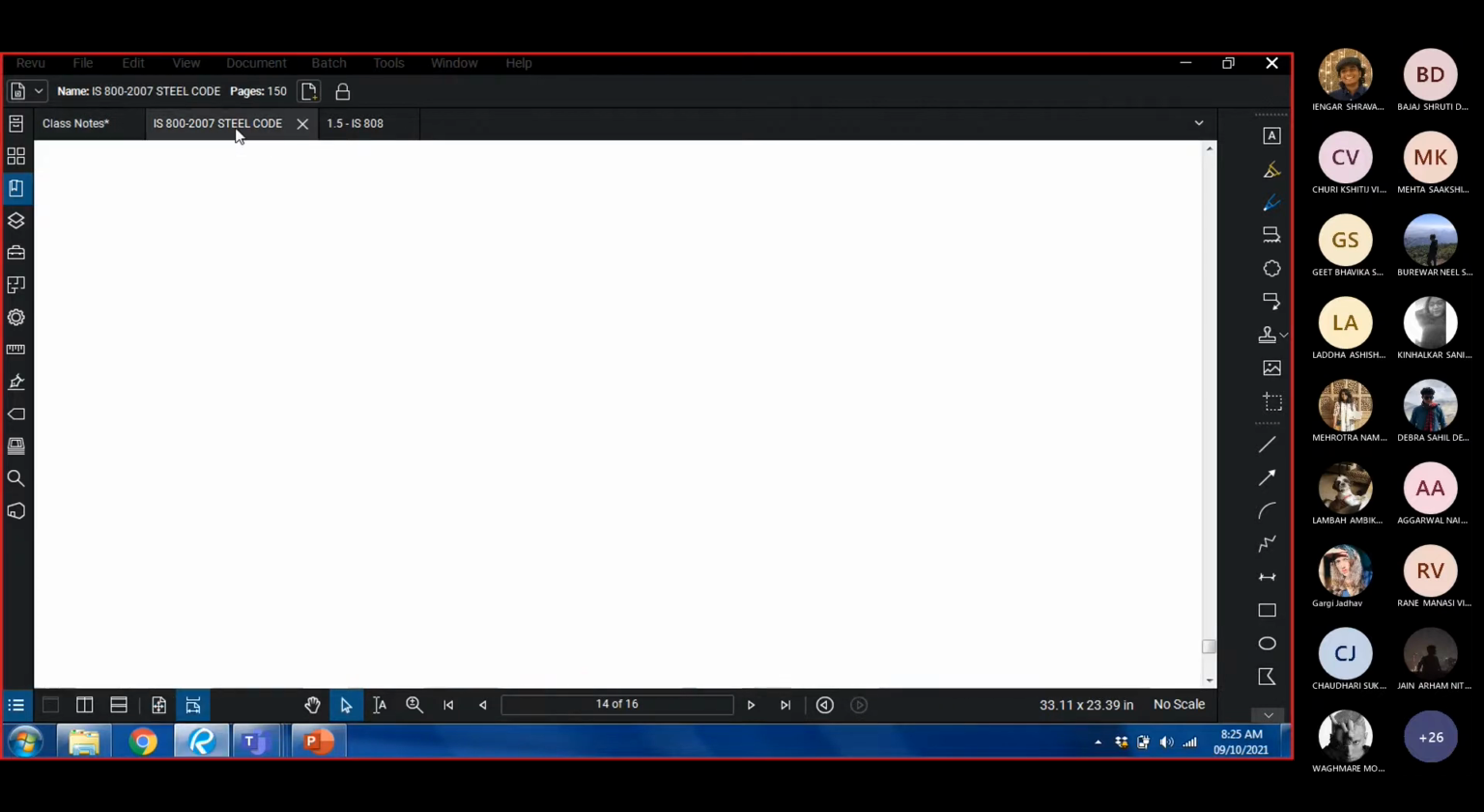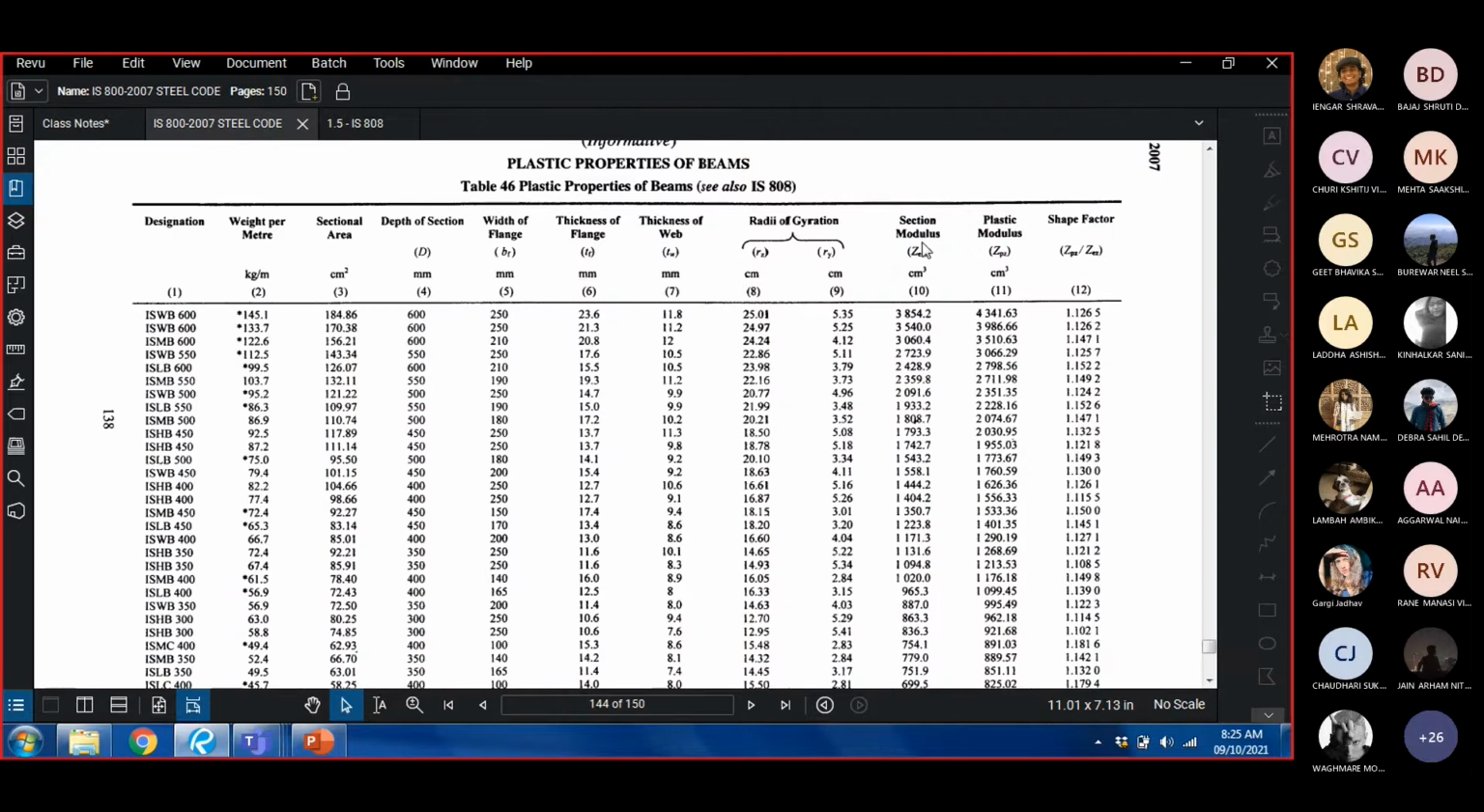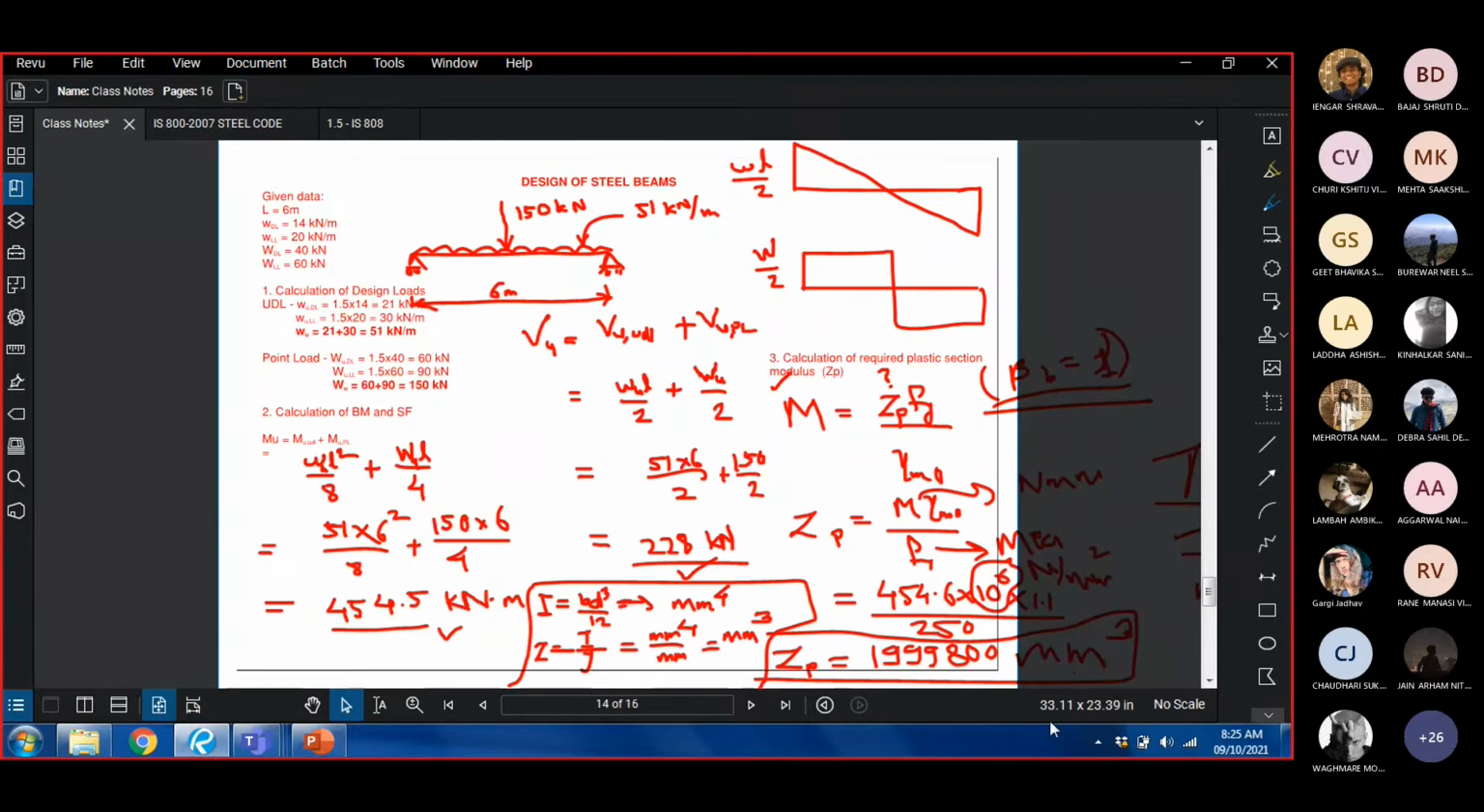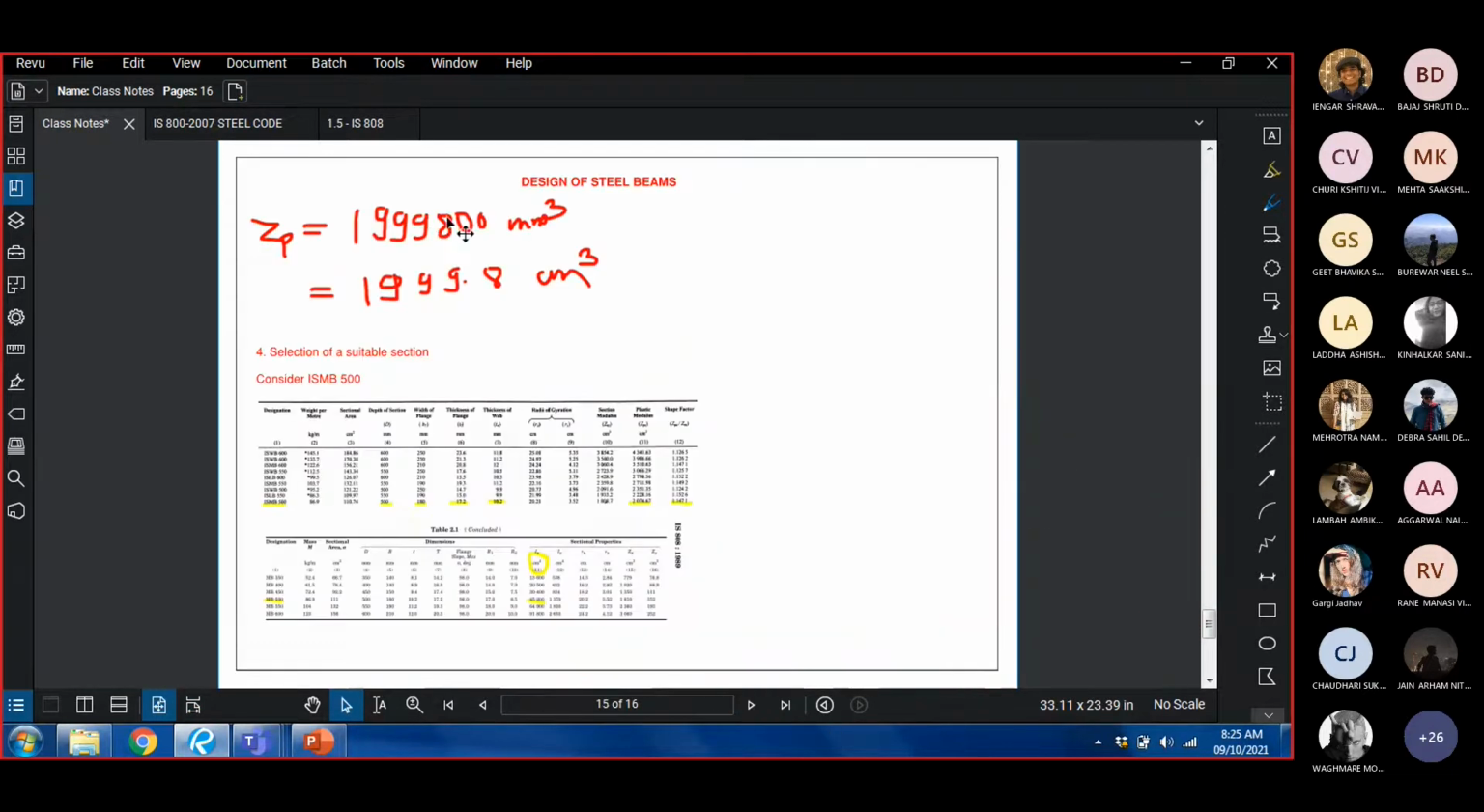Okay, but when we look at the steel code, we see that everything is in centimeter cube because of limitation of space. So what we did is we converted this mm cube into cm cube simply by dividing it by 1000. So go 3 decimal places here, 1,998. Now we have a basic value of Zp. Now we have been saying this from the first lecture that Zp is a measure of the bending strength, and therefore we are focusing so much on Zp.